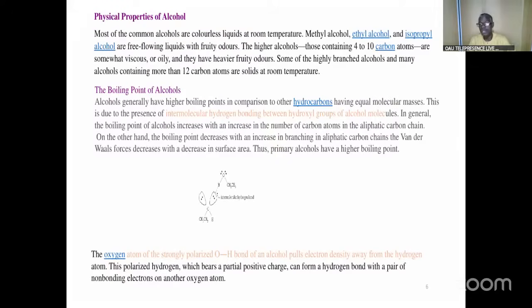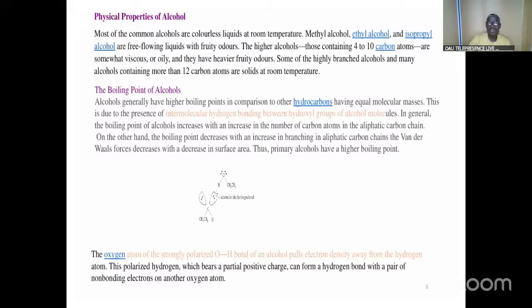Let's go back. Now we are on physical properties of alcohols. Already I've talked about two of them. I said one, they form hydrogen bonding, and two, that they are soluble in water. Now, let's go through others. I said most of the common alcohols are colorless liquids at room temperature. Methyl alcohol, that is methanol, ethyl alcohol, that is ethanol, then isopropyl alcohol are free-flowing liquids with fruity odors.